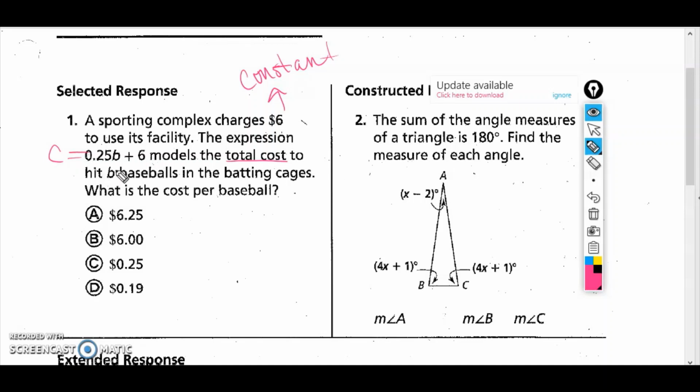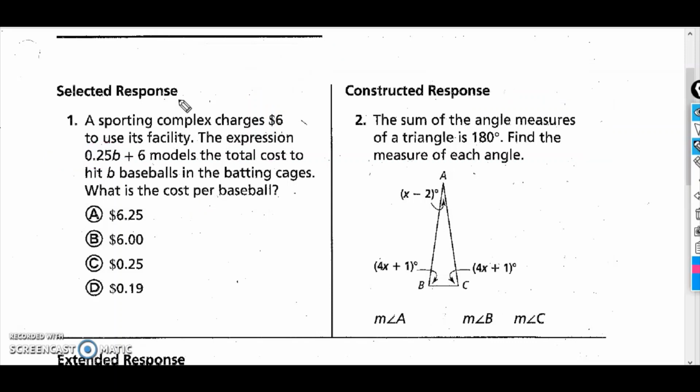So B is your variable, so 0.25 is your slope. What is the cost per baseball? Well, per is slope. So in order to figure that out, we would need to see what's with B, so 0.25, which would make it C. It wouldn't be this because that'd be the total cost. Since it wasn't a cost per baseball and not including the constant, it would have to be 0.25.